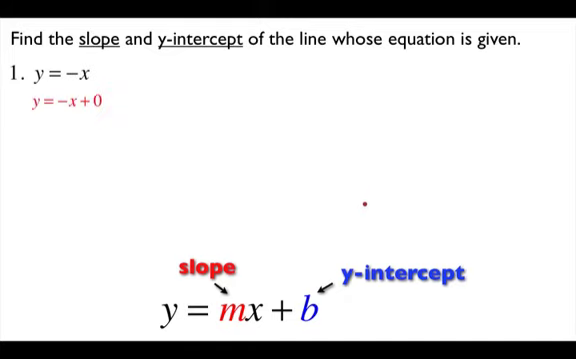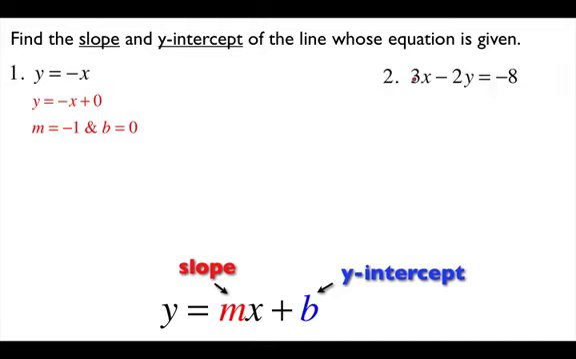So we're going to look at it the following way. This might help some of you. Basically, what I'm doing is I'm using the identity property of addition from section 1.6. And from here, I know that my m is whatever's in front of the x, which is negative 1, and the b is whatever's to the right of the x, which is 0. Let's move on to number 2.